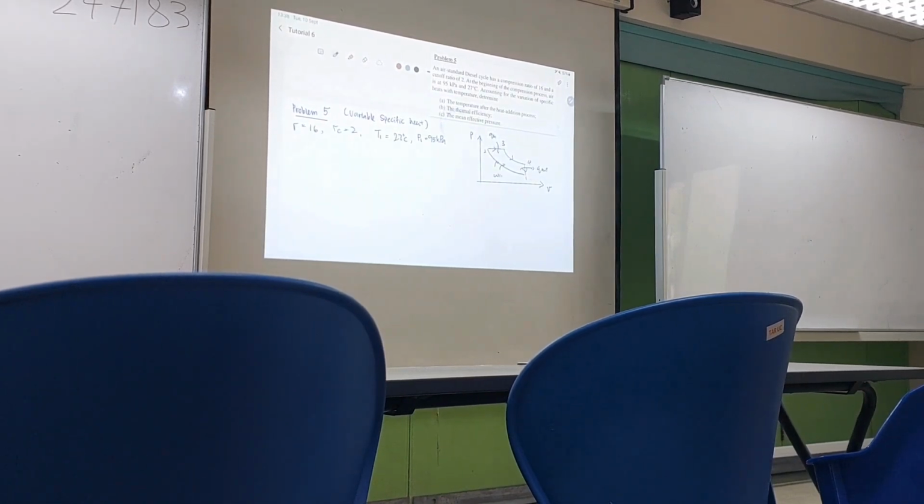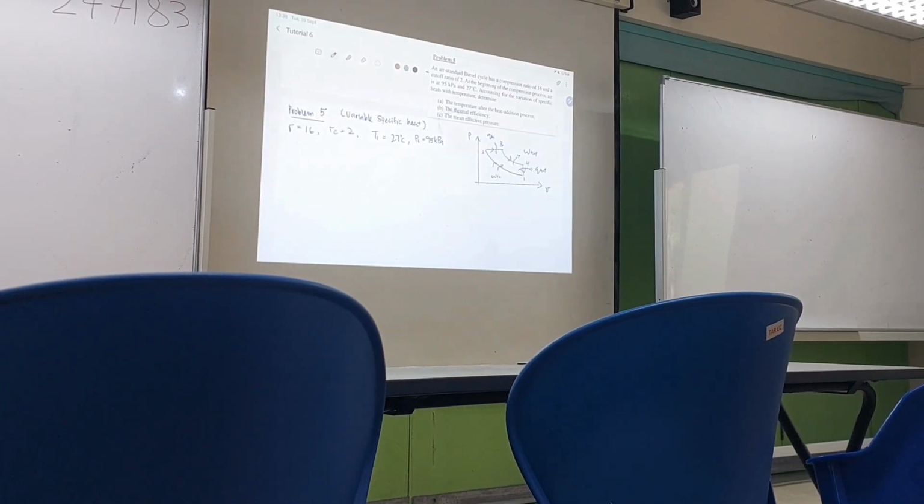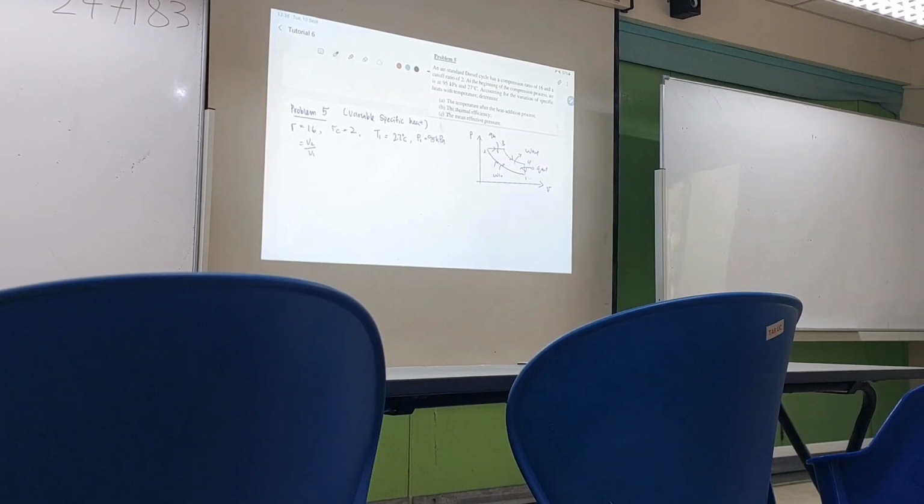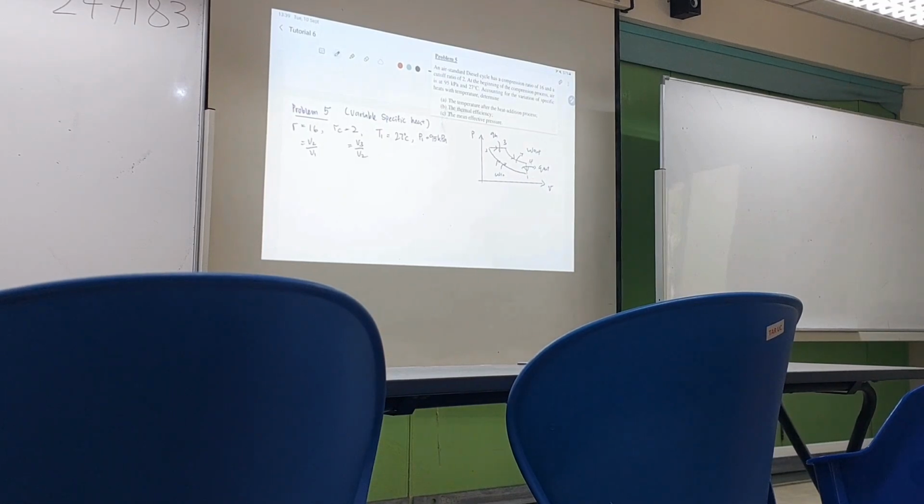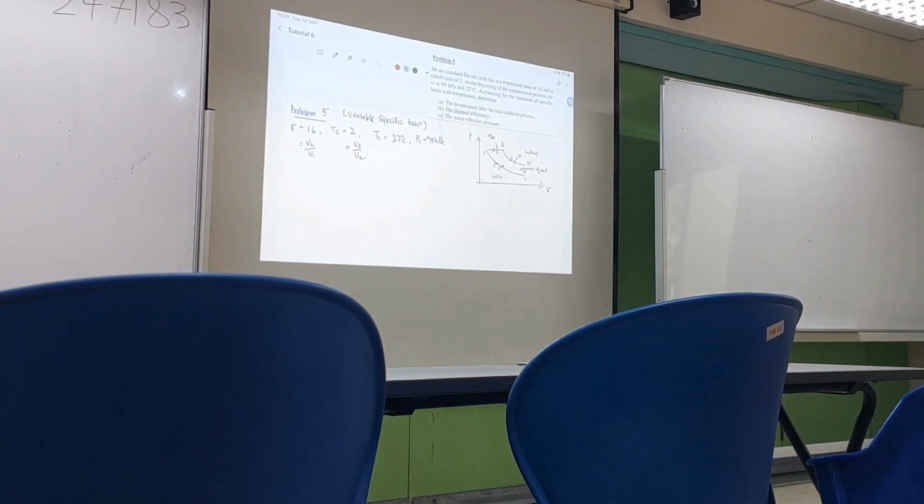R is actually V2 over V1. I write here a bit about it. Rc, the cut-off ratio, will be V3 over V2. Okay, so that is the difference here.